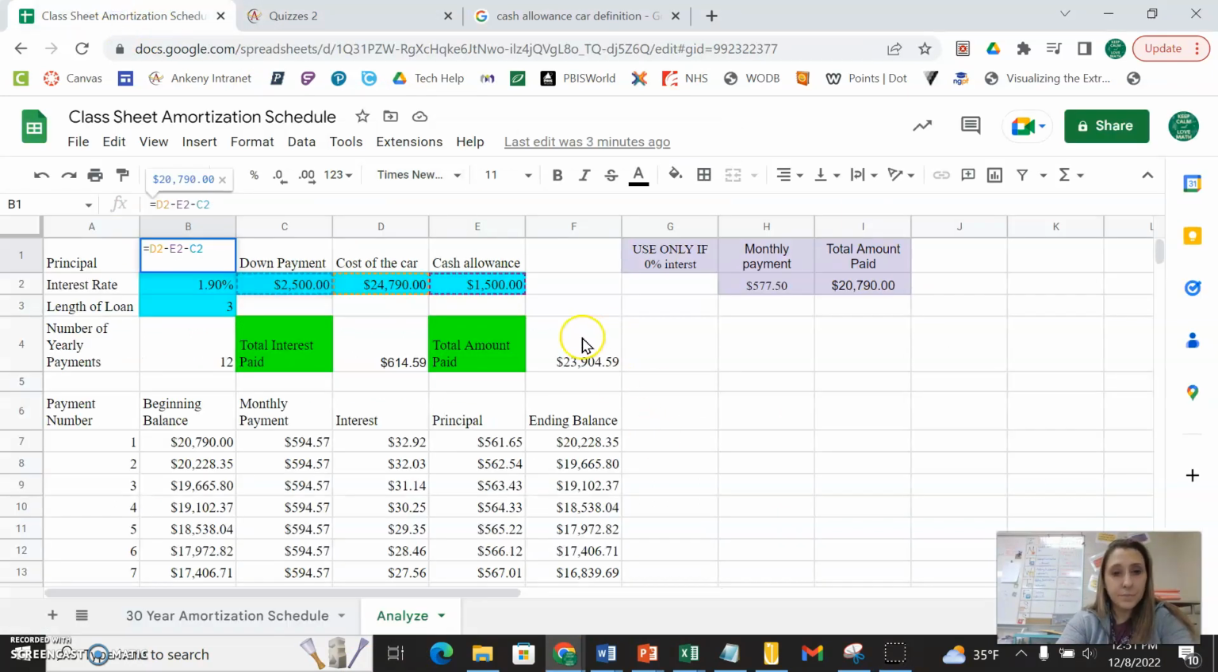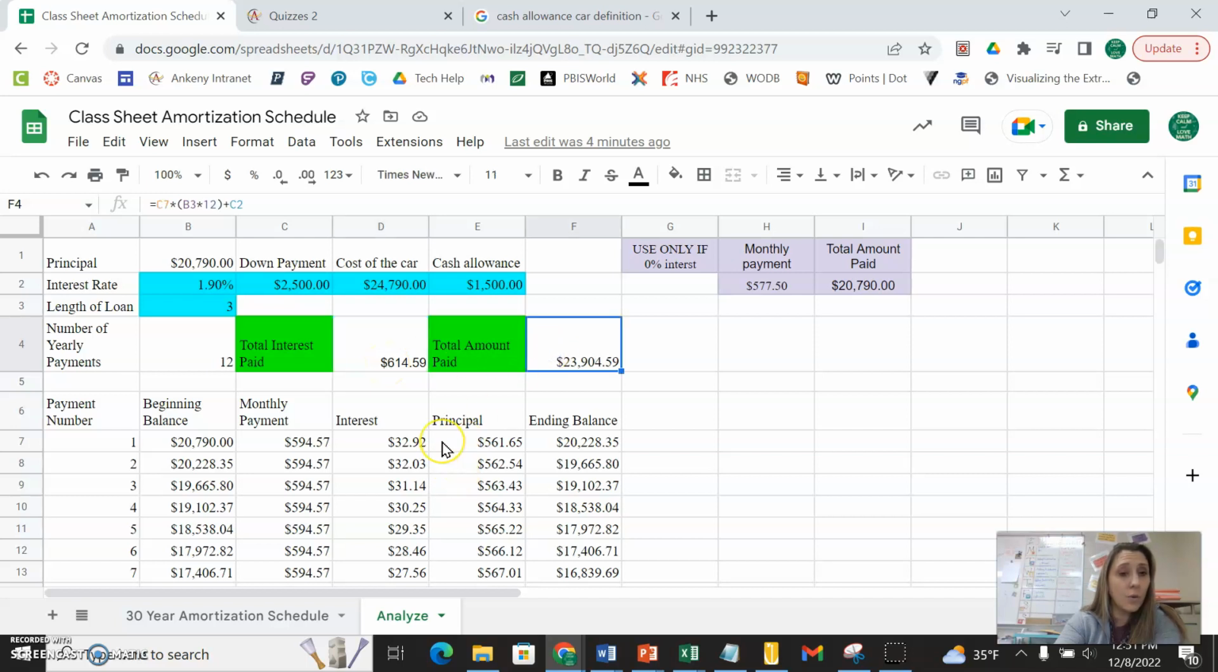All right, so we want the principal to be whatever the cost of the car is, the MSRP, minus the down payment, minus the cash allowance. All right, so something that happens in this assignment, we need to make sure that this still says this. So we should have the total amount paid. So that's what this box is, minus the original principal, minus the down payment. That'll be the interest paid.